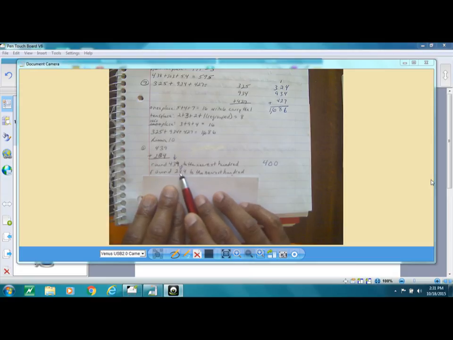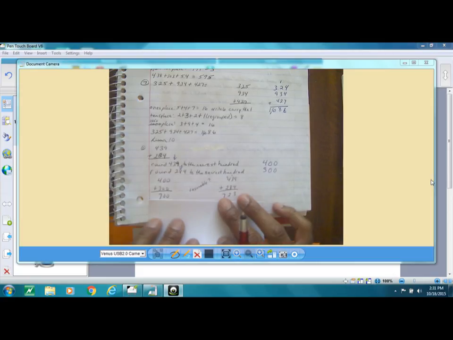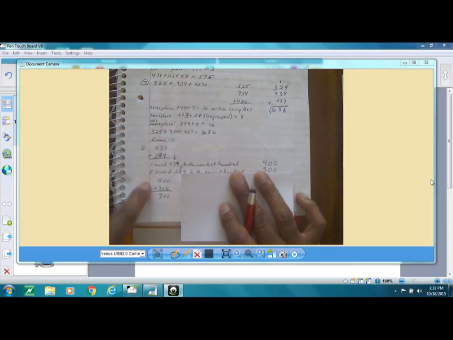8 is, I hope you said, between 5 and 9. And when you say that, that means that the 2 becomes a 3. And every number after the 2 becomes a 0. So then you have 400 plus 300, that equals 700.